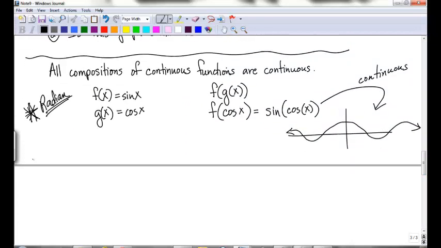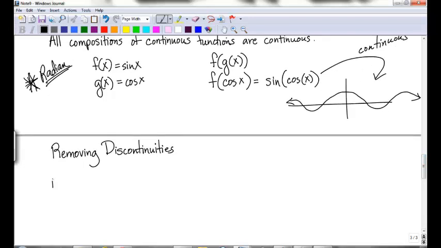Now, probably the most important part for the algebra part of this and for the test part of this is the section on removing discontinuities. Removable discontinuities are open circles. And this is how you remove those discontinuities. I'm going to do it by an example. Say we have the function f of x, and up in the numerator is x squared plus x minus 6, and down in the denominator is x squared minus 4.